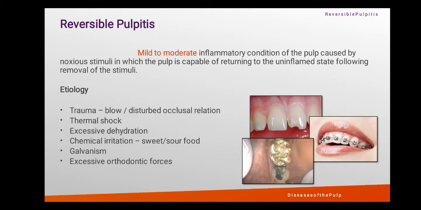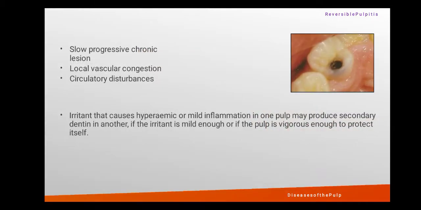Etiology: it may be because of trauma, thermal shock, excessive dehydration, chemical irritations like galvanism, excessive orthodontic forces, slow progressive chronic lesions, vascular congestion, circulatory disturbances. An irritant that causes hyperemia or mild inflammation in one pulp may produce secondary dentin in another, if the irritant is mild enough or if the pulp is vigorous enough to protect itself.